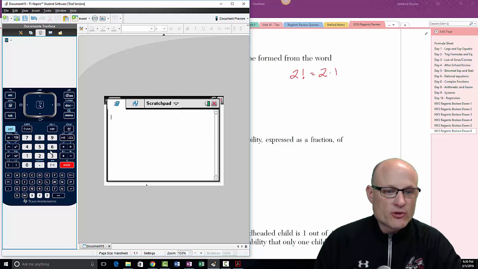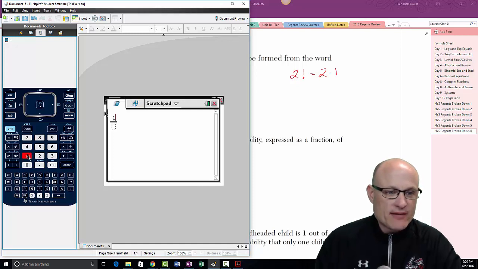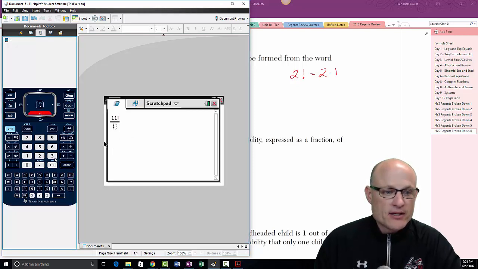So we're going to start out with a nice fraction. If you don't do it with a fraction, I'm going to show you what happens. So we had 11, and the factorial button on this calculator is right here. Factorial divided by 3.